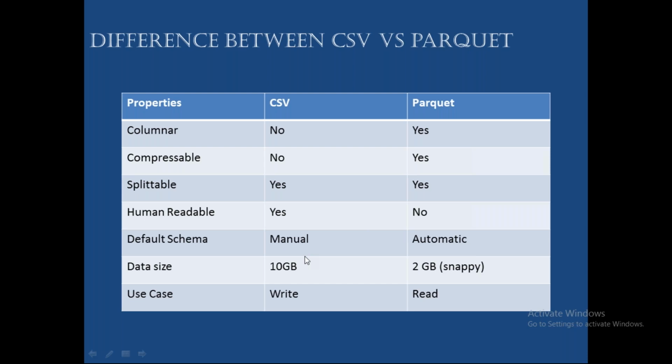Data size: as I mentioned, consider 10 GB in CSV, and in Parquet you will get it down to some 3 GB or 2 GB if you use the snappy compression technique. Next, use case. CSV is best for writing the data. Parquet is best for reading the data. If you have some kind of search functionality in your business use case, you can load the files as Parquet. Parquet will give better performance for reading the data.